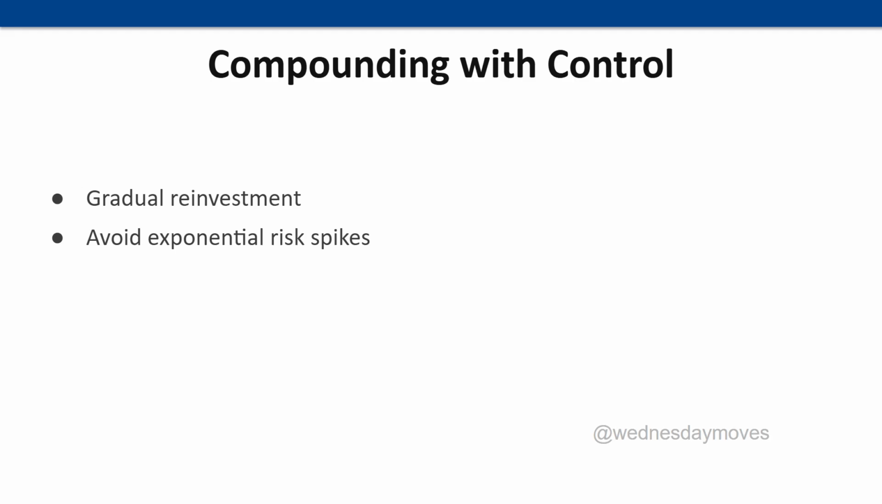Compounding with control. Compounding should be gradual and performance based. Aggressive scaling after short term wins often amplifies volatility. Sustainable compounding aligns growth rate with statistical confidence.